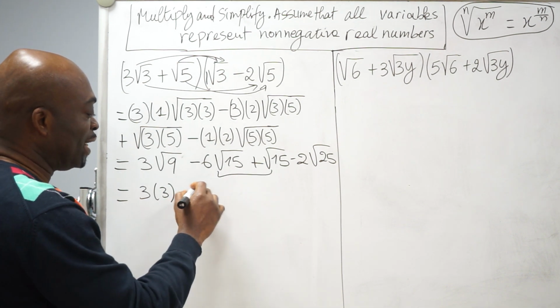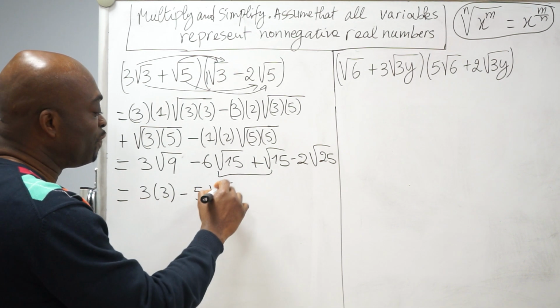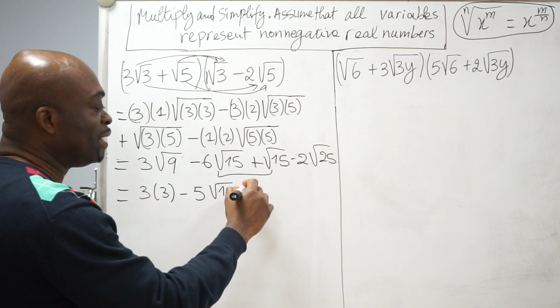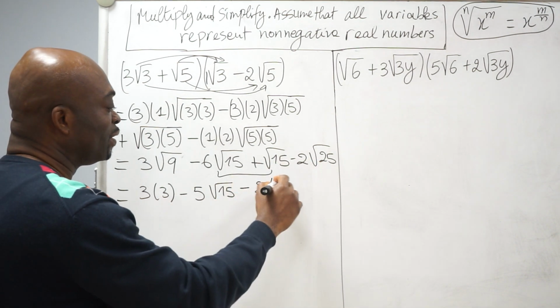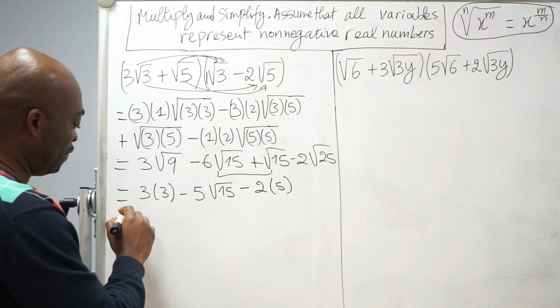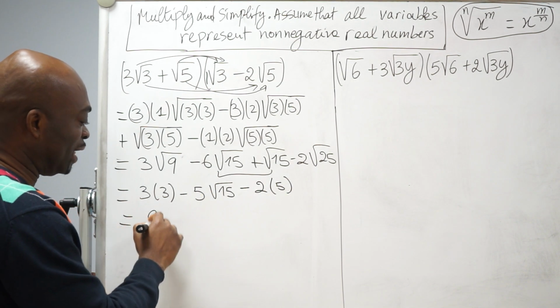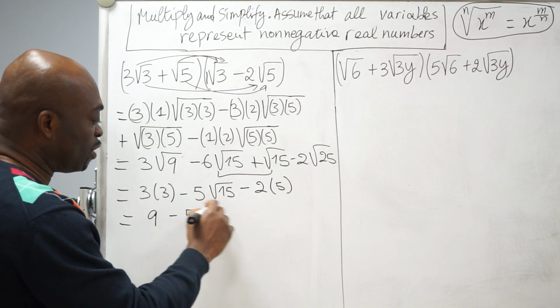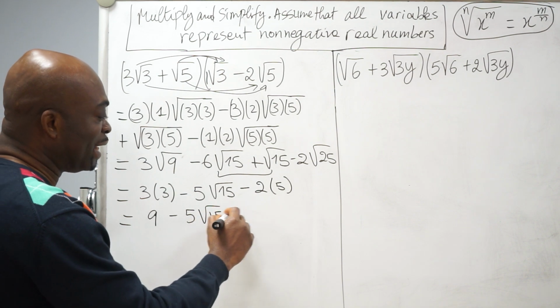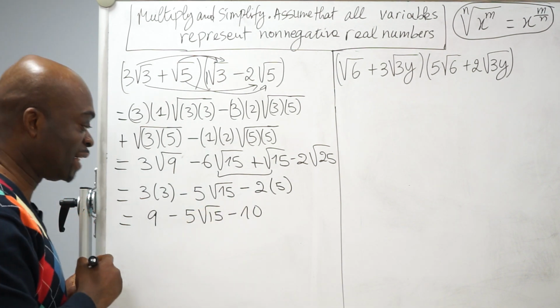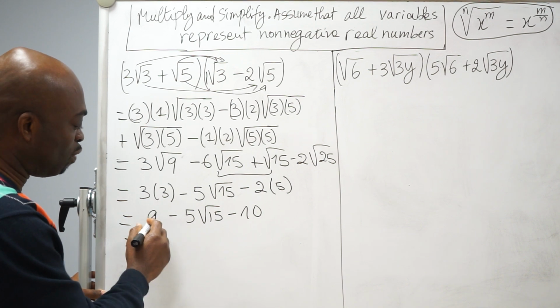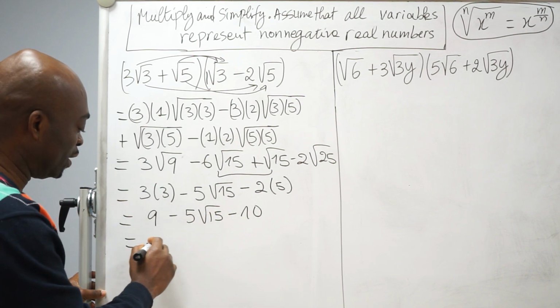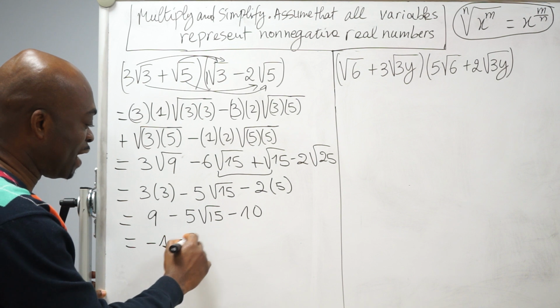So that gives us what? Negative 5 square root of 15. And then minus 2 times what? What is square root of 25? It's 5. And this is what you have. So we end up with 9 minus 5 square root of 15, and then minus 10, right? So 2 times 5 is 10. And then to finish, you end up with 9 minus 10, which is negative 1. So it's negative 1 minus 5 square root of 15.